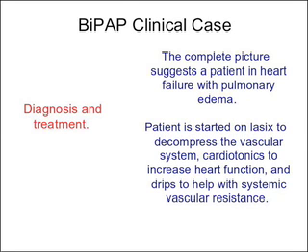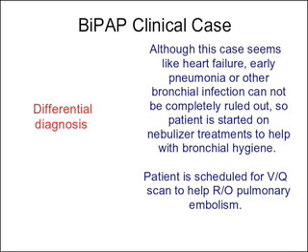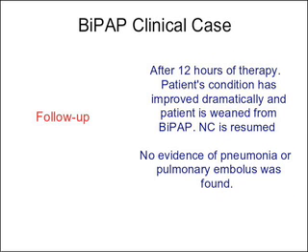The emerging clinical picture suggests a patient in heart failure with pulmonary edema. In order to treat this, the patient is started on Lasix to decompress the vascular system, cardiotonics to increase the heart function, and drips to help with systemic vascular resistance. Although the case seems like heart failure, early pneumonia or other bronchial infection can't be completely ruled out, so the patient is started on nebulizer treatments, possibly IPPB, to help with the bronchial hygiene problem or potential bronchial hygiene problem. Patient's also scheduled for a VQ scan to help rule out pulmonary embolus.